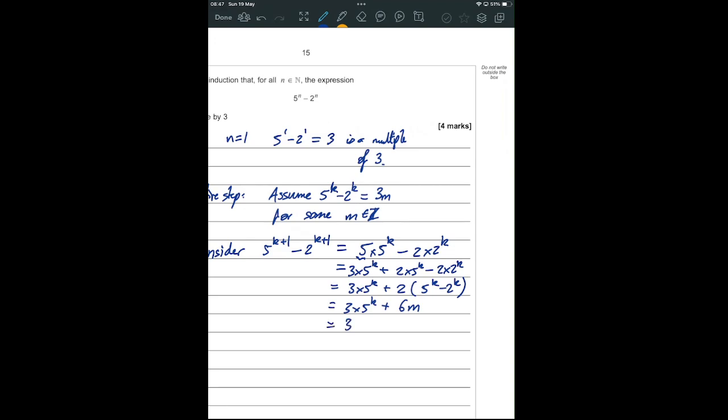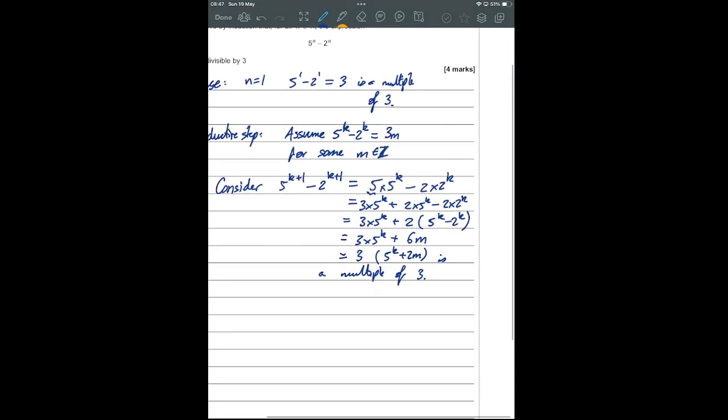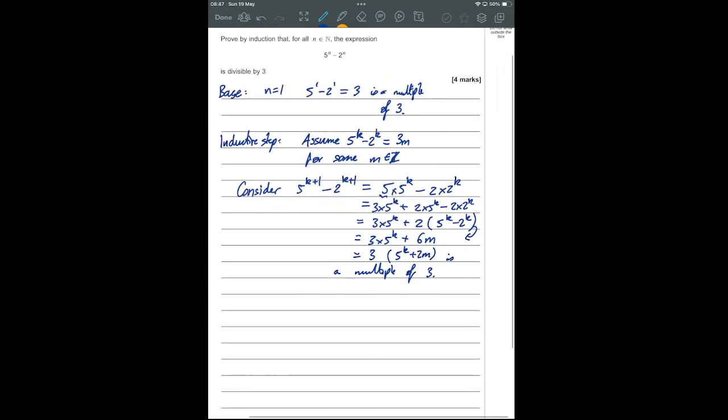Make it really obvious that that is a multiple of 3, and we're sorted. A multiple of 3. Because of the inductive step, we use the inductive hypothesis from there to say that 5 to the k minus 2 to the k is a multiple of 3. So now we just need to write our conclusion.